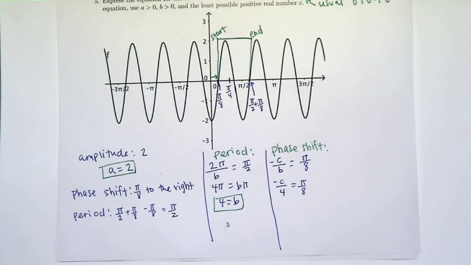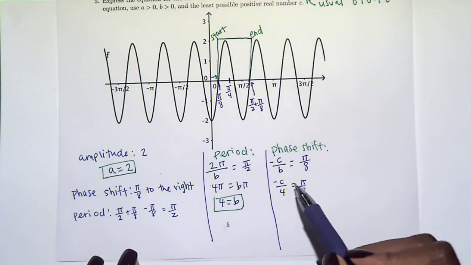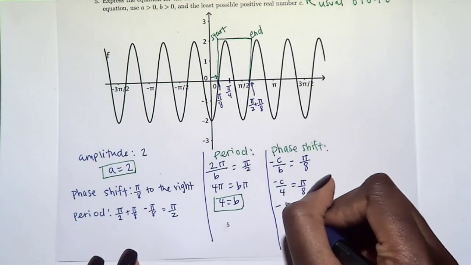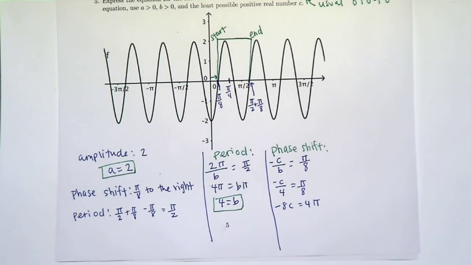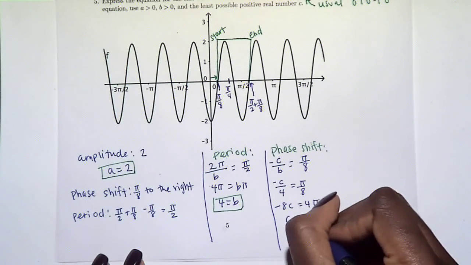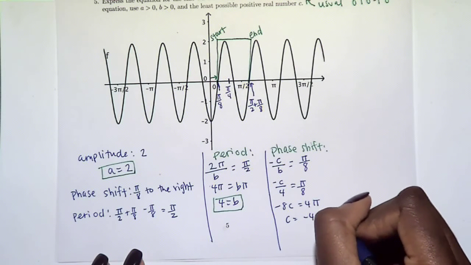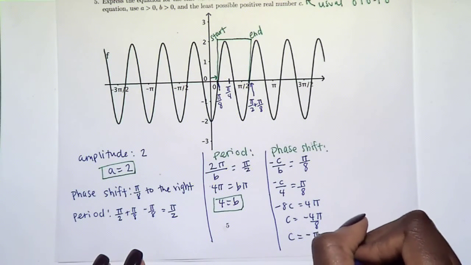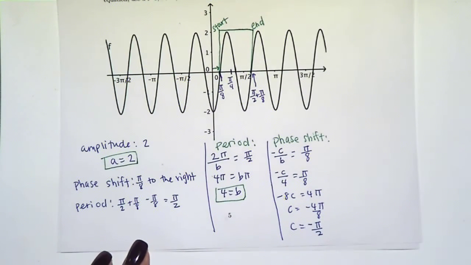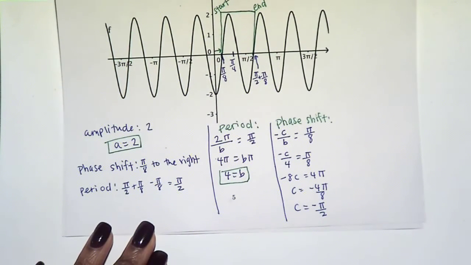Okay. All right, now we can solve for c. I'm going to cross multiply again. So this will be our negative 8c, and this is 4 pi. I just need to divide by -8. C is -π/2.